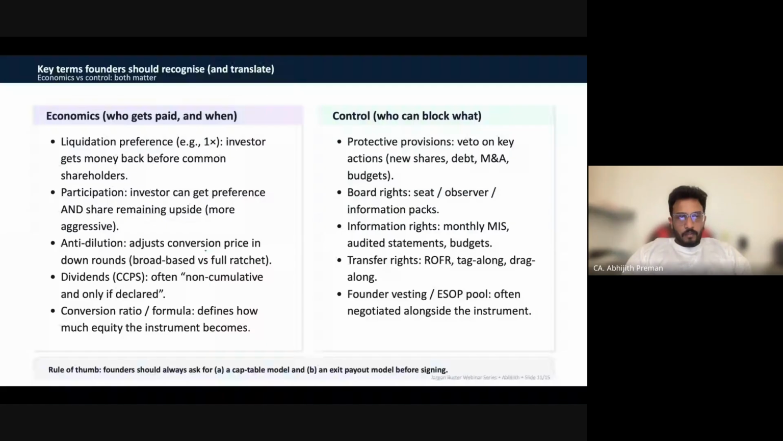Okay. So rule of thumb, founders should always ask for a cap table model and an exit payout model before signing. So those things you will have to ask, or you will have to ask your chartered accountant or your legal counsel to work out on those things.